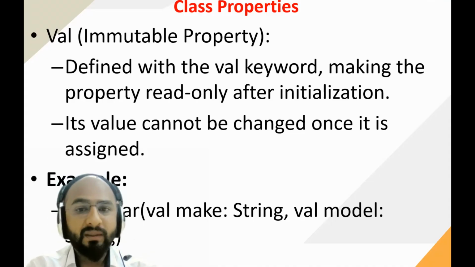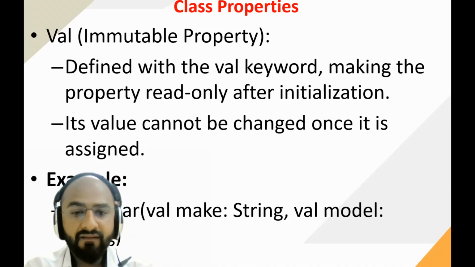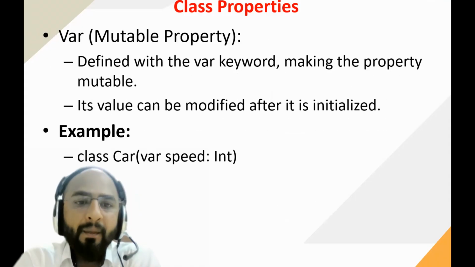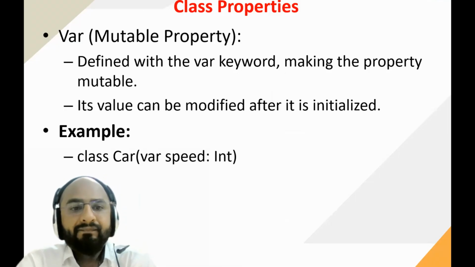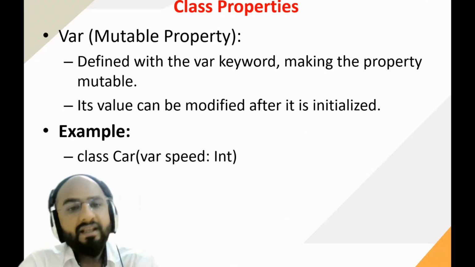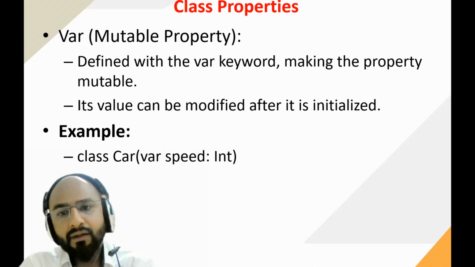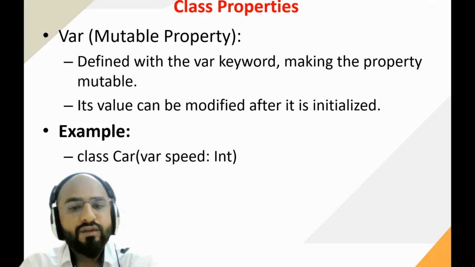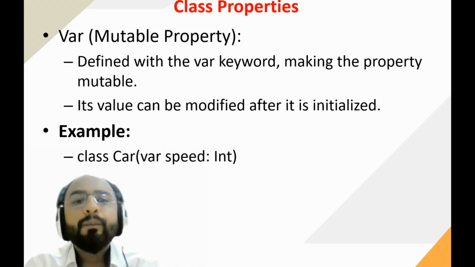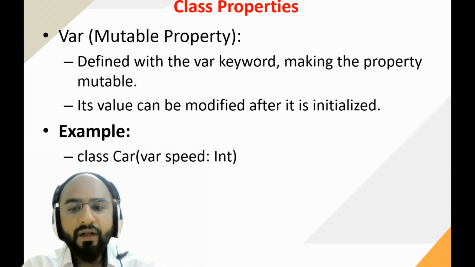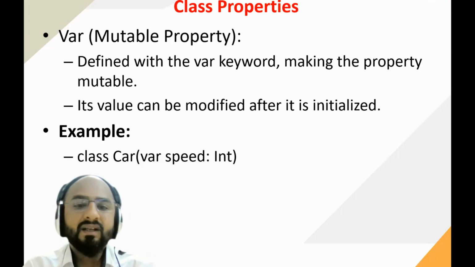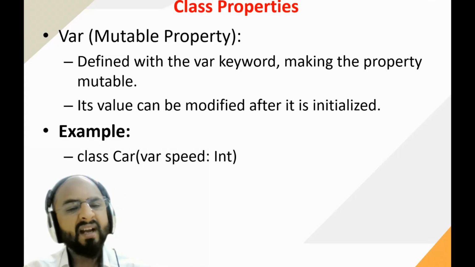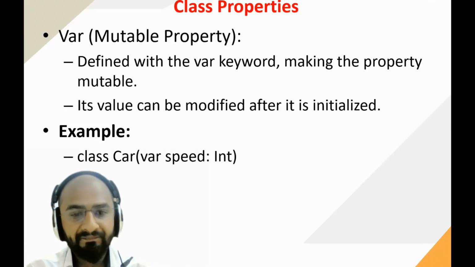Both properties are immutable because we have defined them using the val keyword. Next, you can create a property as mutable by using the var keyword, making the property mutable. If you define a class property using var, it is a mutable property. Its value can be modified after initialization. So once the value is initialized to that property, it can be changed. You can modify the particular value at runtime also.